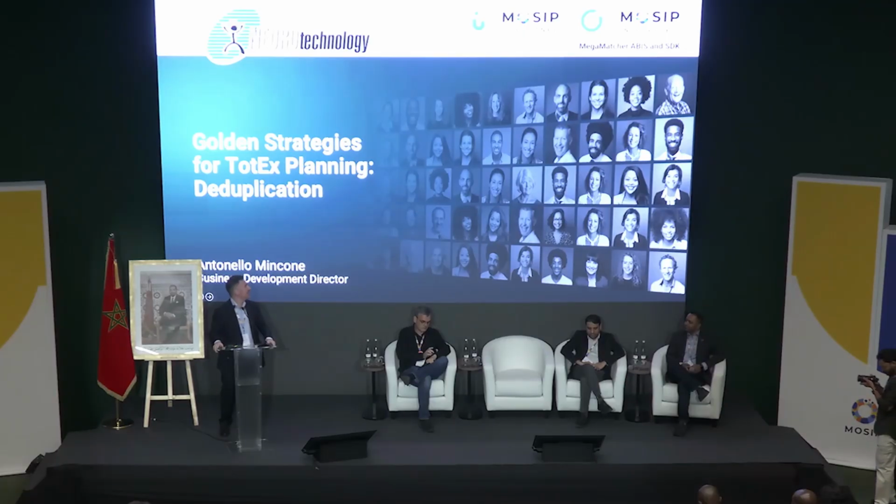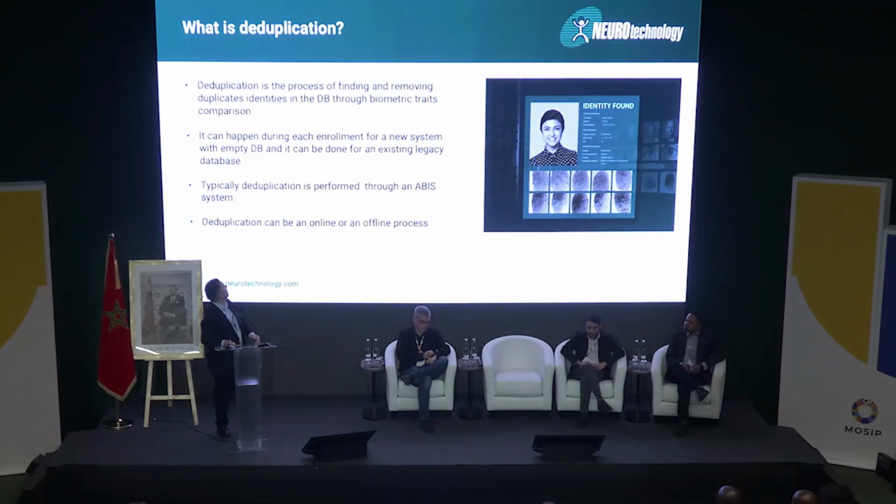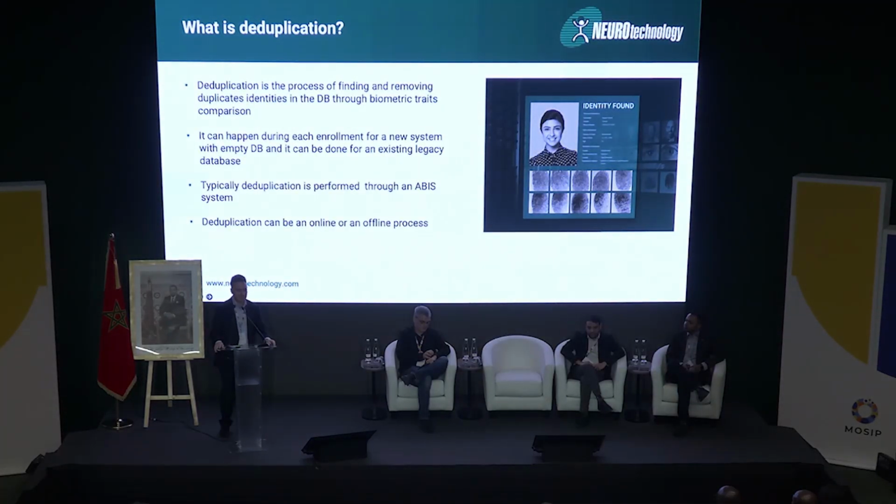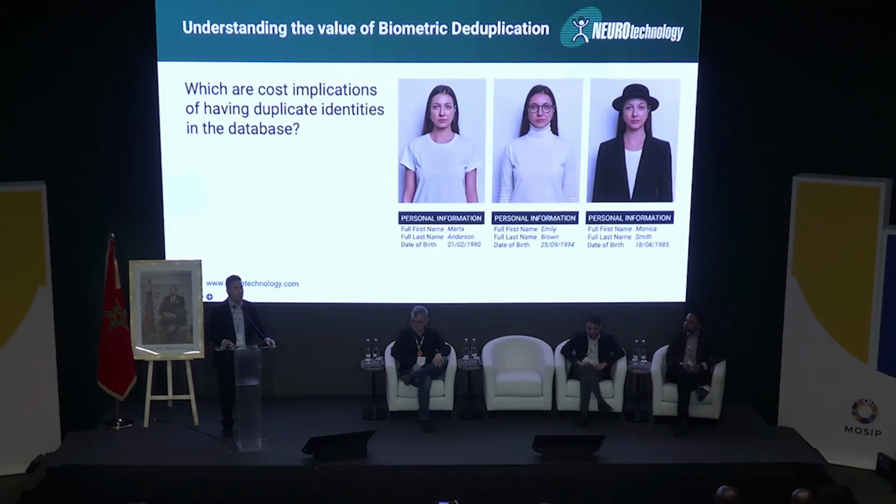Hello, everyone. So I'm going to speak today about usage of biometric deduplication in identity systems and how we can optimize its usage, and which are the main criteria to follow in the design of such a system. So first of all, what is deduplication? Deduplication is the process of avoiding duplicate identities in the identity system through the usage of biometric traits.